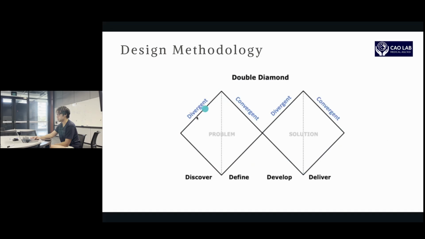And so a lot of this is brainstorming, right? When you open up here, it's all about brainstorming. It's all about thinking, all right, what are other ways to frame the problem? What are other parts of the problem we haven't looked at?